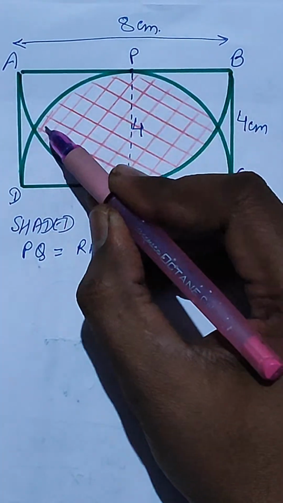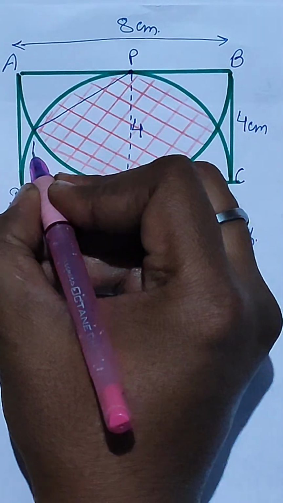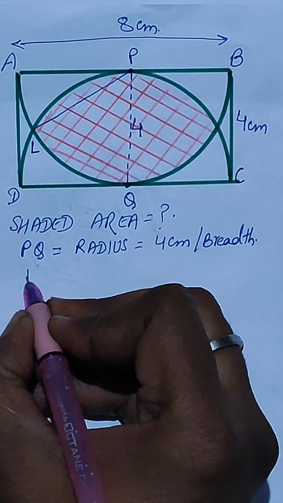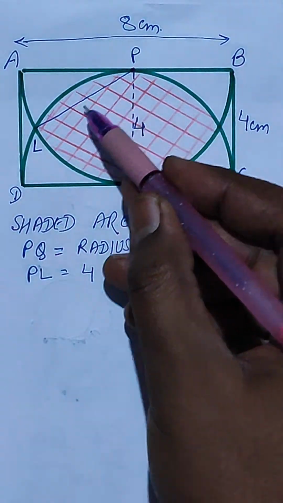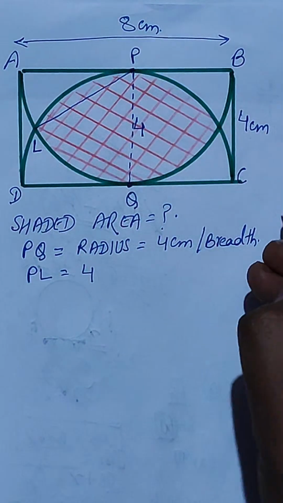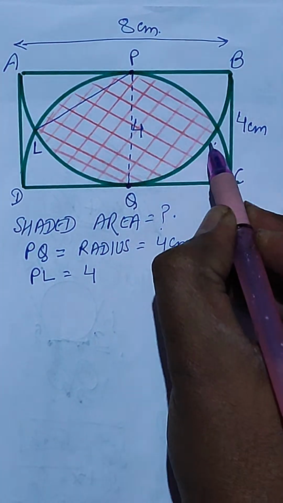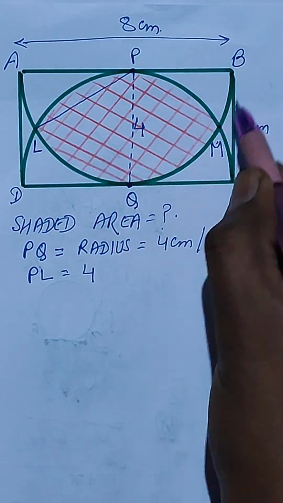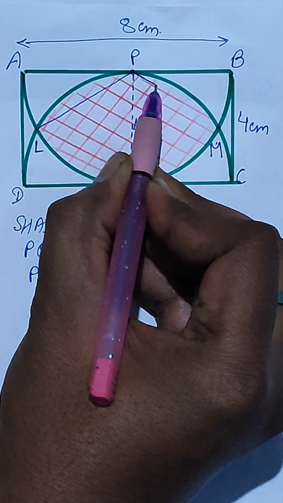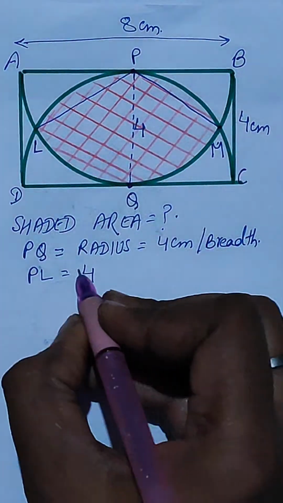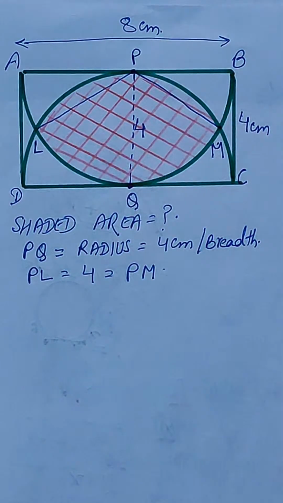And from here, let us connect it like this. Maybe this point is L, so PL will also be equal to 4, isn't it? Because this is the radius, because P is the center. Similarly, let us say M is the point of intersection of the two semicircles, right? Then from P to M, this is also a radius, right? So all of this is equal to 4 centimeter.